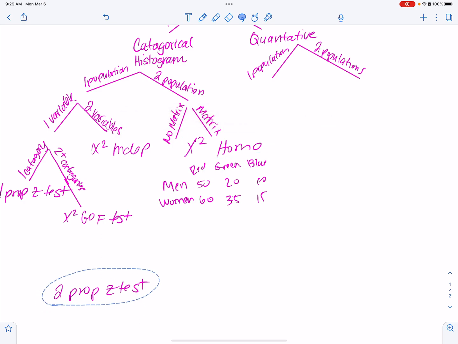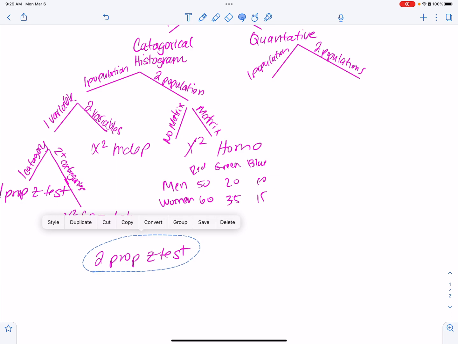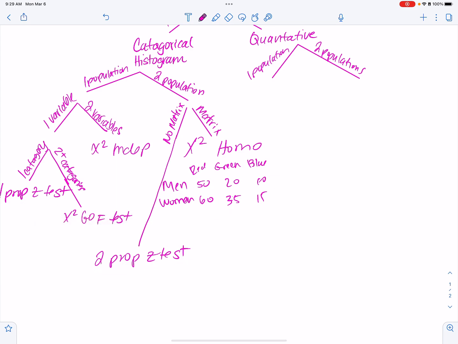A 2-prop z-test, I'm going to bring it down here just because we're out of room in my chart. It's going to be more like if you have proportion 1 equals proportion 2. You have 2 proportions, where p hat 1 would be maybe red over men, and p hat 2 would be red over women. I guess I mean the proportion of men that like red and the proportion of women that like red.